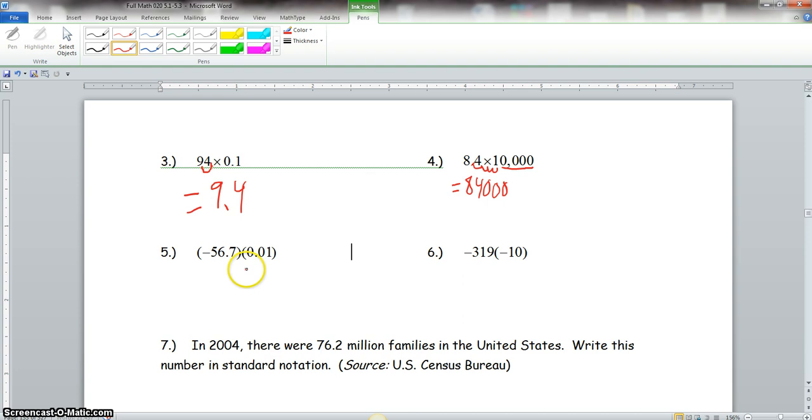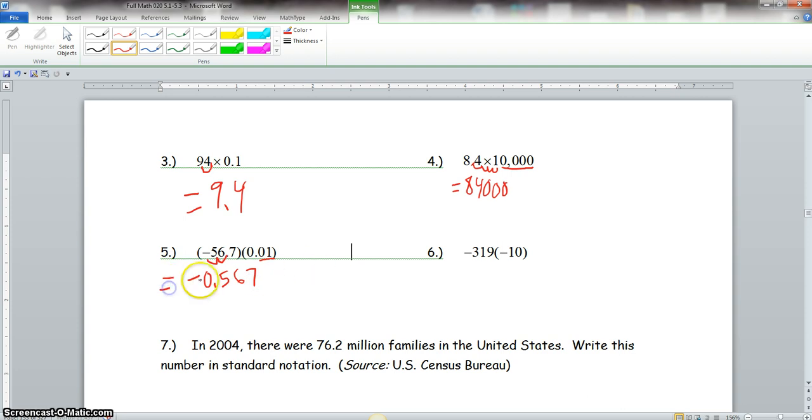Okay, now number 5. Now if you notice here, we have 0.01 behind the decimal. We have 2 places behind the decimal, and this is also a power of 10. So when we have these 2 digits behind the decimal, we have to move this decimal 2 places to the left. So our final answer would be a negative 0.567.